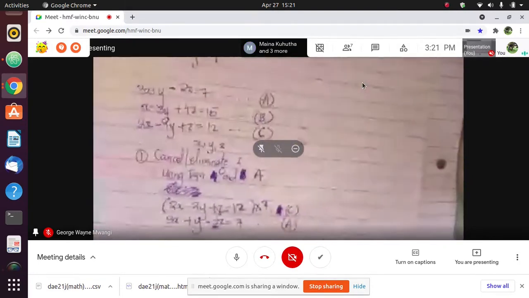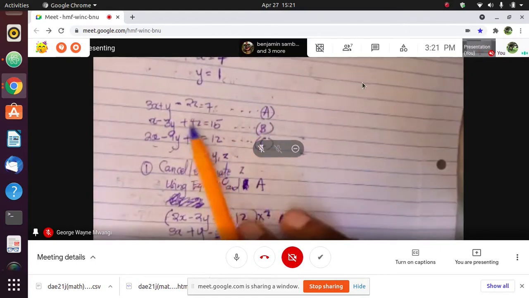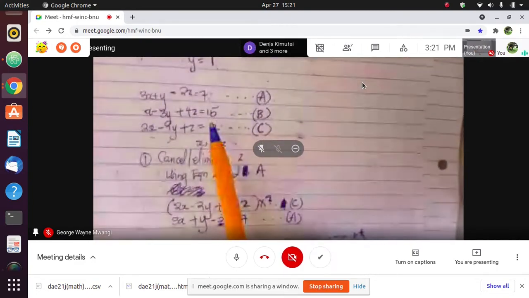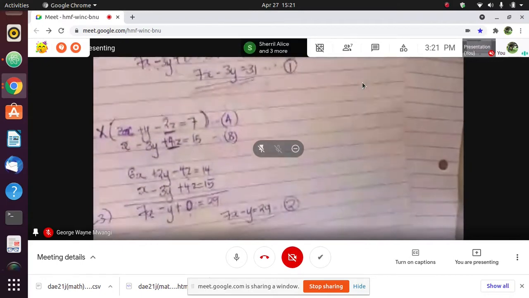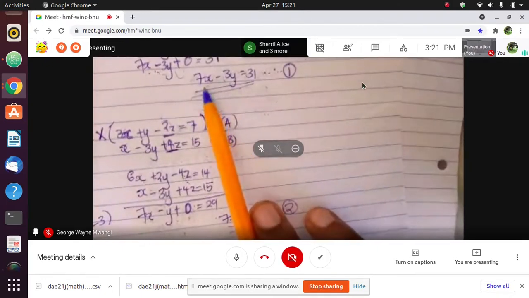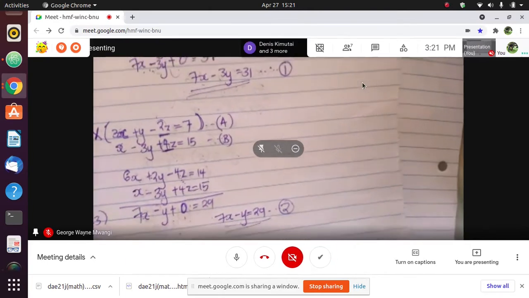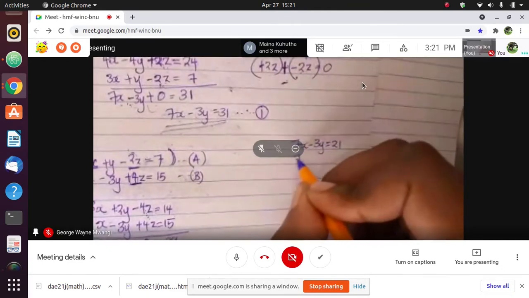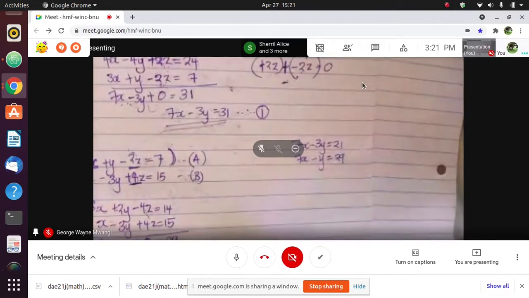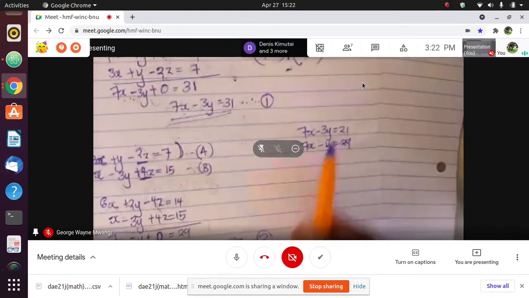So what have we done from our system of equations? We took two equations, C and A, and eliminated z. We took another set of equations A and B and we eliminated z. So what we are left with are two equations which have the same unknowns. We now have equation 1 which is 7x minus 3y is equal to 31. We have another equation 7x minus y is equal to 29. Now we will continue with the same process. Now it's like you have only two unknowns. You solve for this simultaneously using elimination. I'm sure from here you can get the answer.